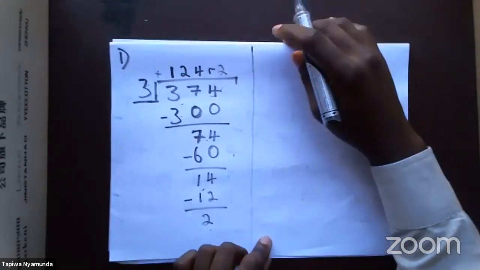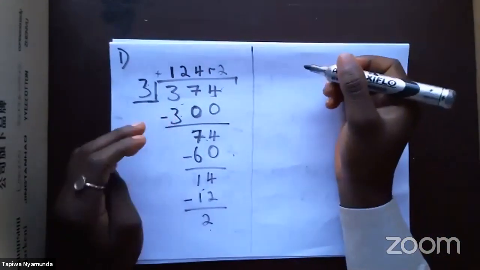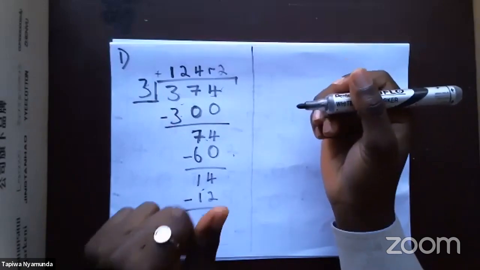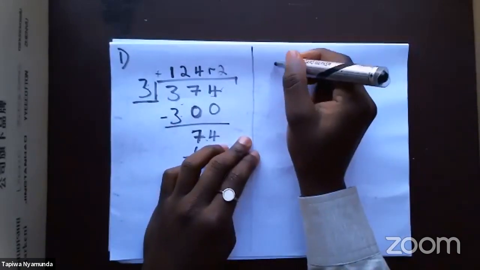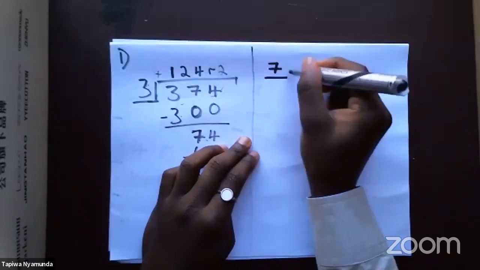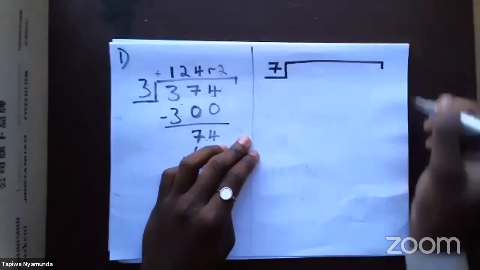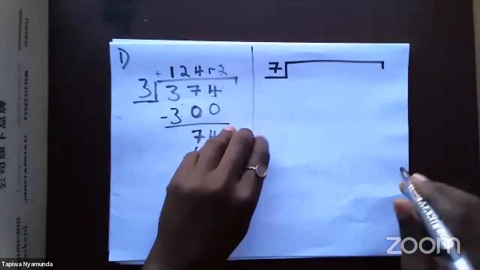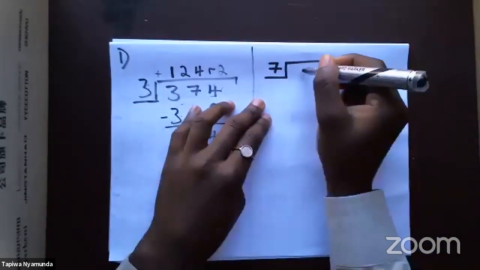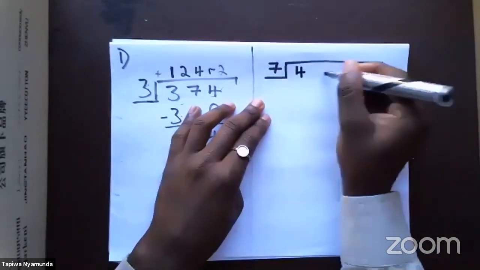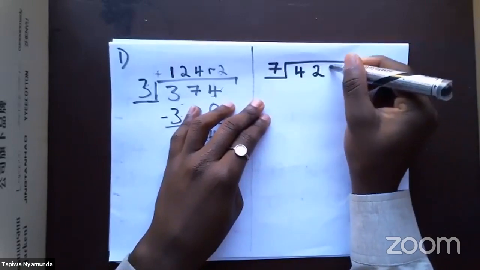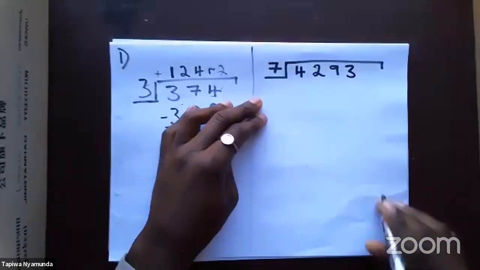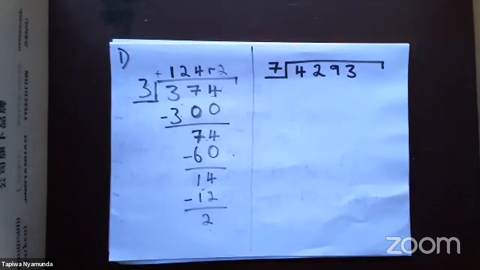Let's do another one. Let's say we are being asked to find, for example, 7 divided by, say you want to divide 7 into 4293, like that. This is going to be a long process. But I'm sure we'll manage to work it out.